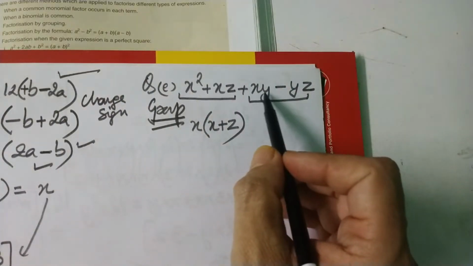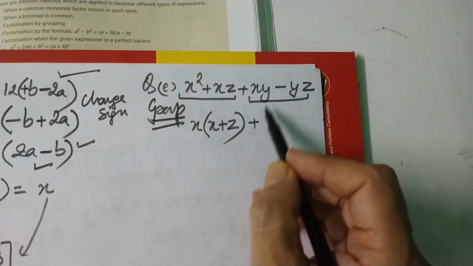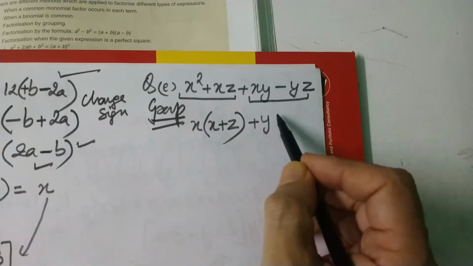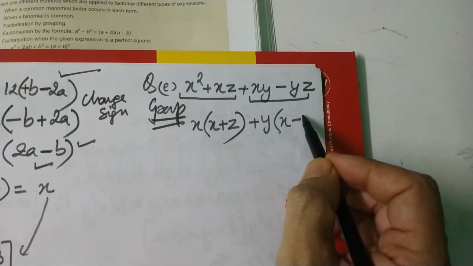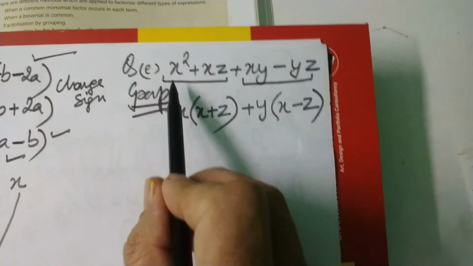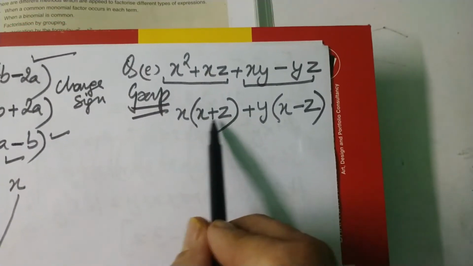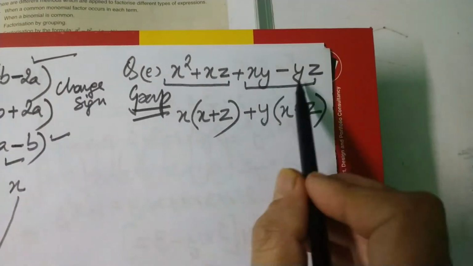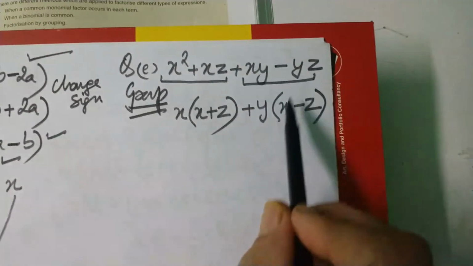And then plus xy and yz. What is common in this? y is common, so it will be y into x minus z. So here x is common, so it is x into x plus z. And here y is common, so y is outside and it becomes x minus z.